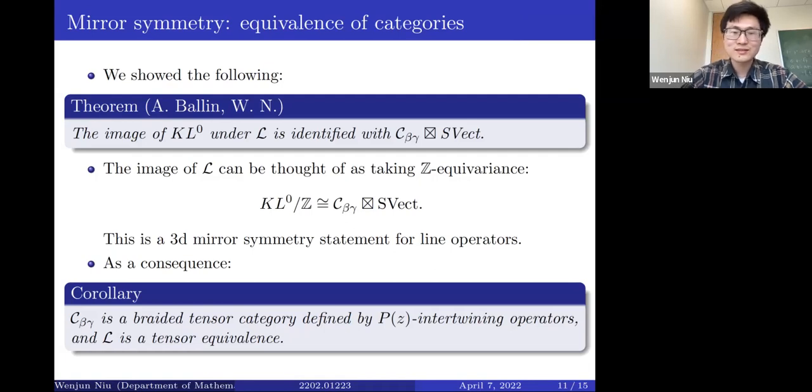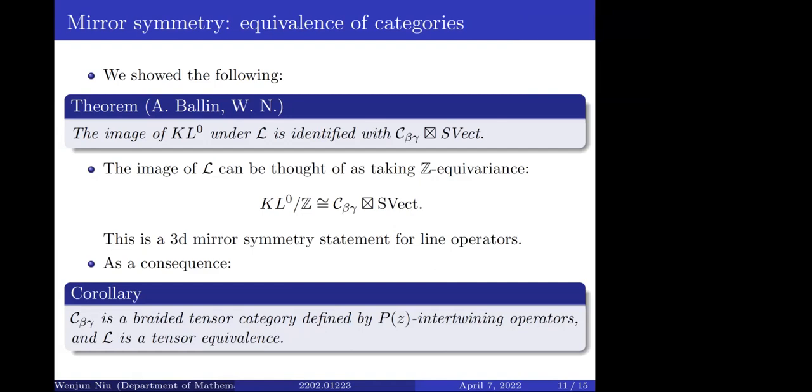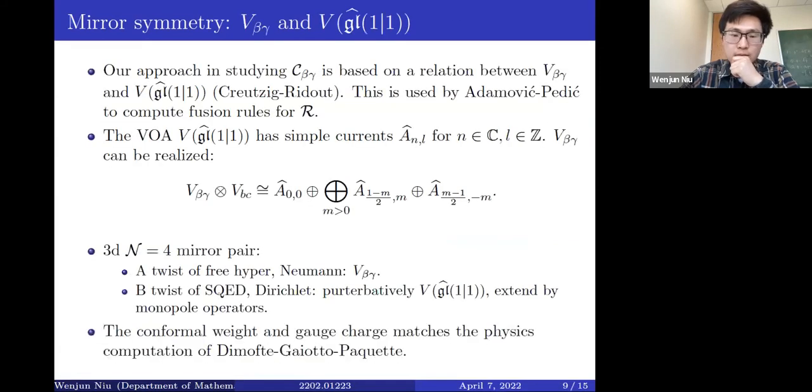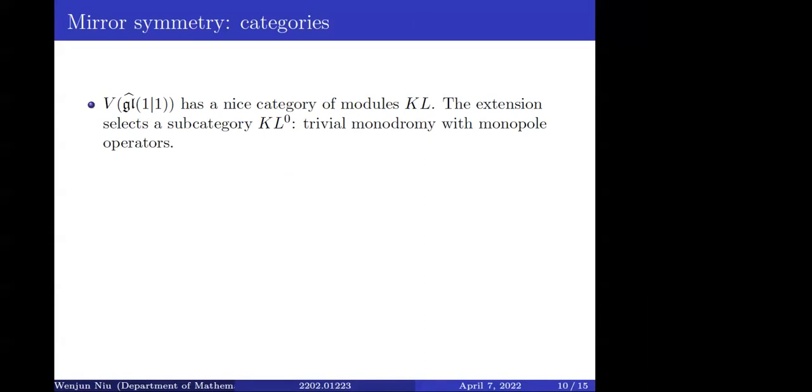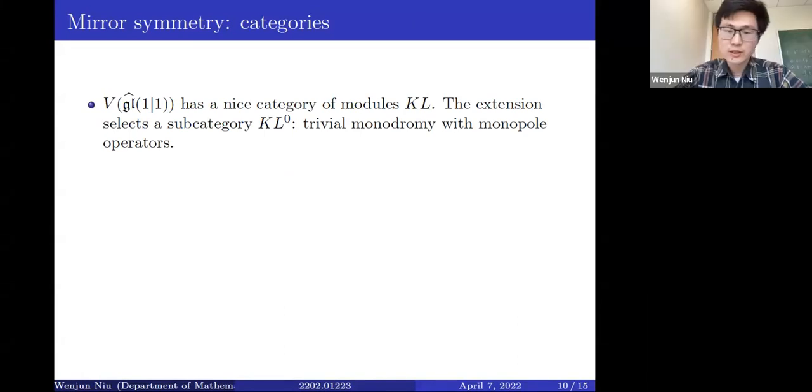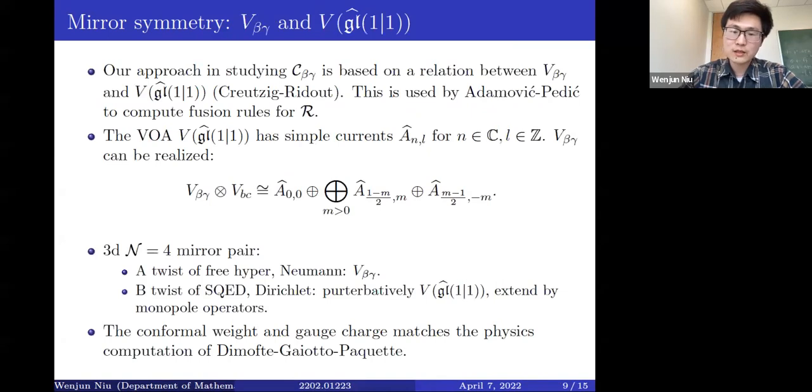Great. Is there any question? Can you repeat again? What is scale 0? Yes. So I have the Kazhdan-Lusztig category of GL(1|1). It's defined by modules with bounded from below conformal weights, right? And then I have a set of monopole operators, and the scale 0 is defined by modules that have trivial monodromy with these monopole operators.